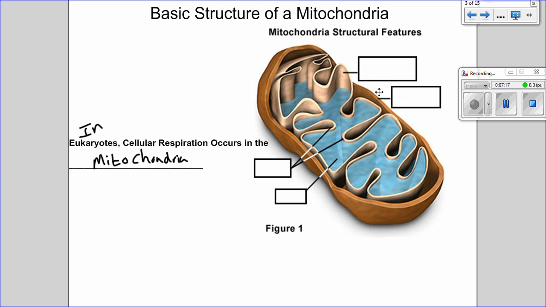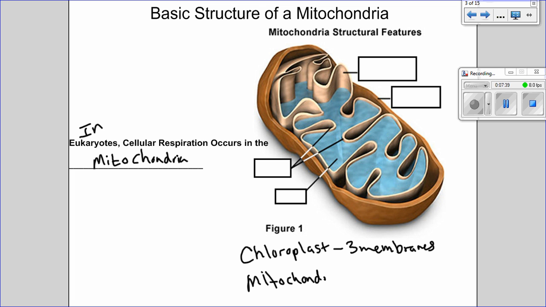So if you look at the mitochondria, it is different from the chloroplast, because chloroplasts have 3 membranes, as we talked about earlier this week, and mitochondria have 2.